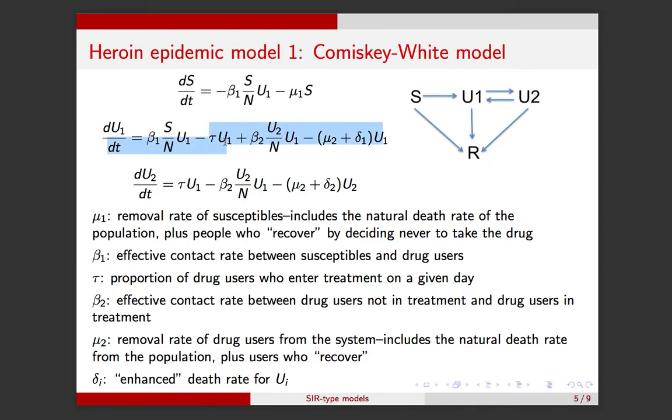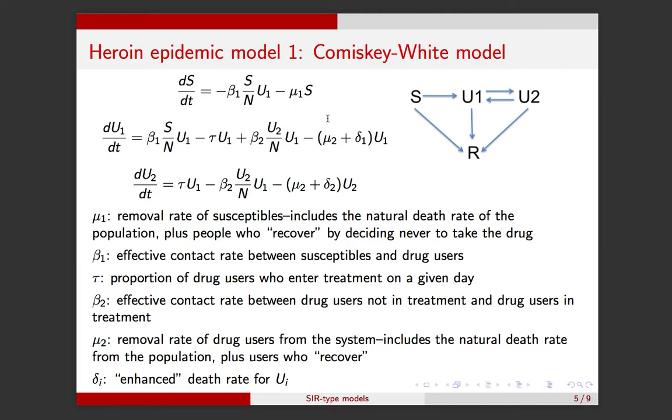Comiskey and White just assume that there is some fixed proportion that enter treatment on a given day, and they don't assume that's driven by contact between the groups. However, it is possible, and you might want to include this, that some fixed proportion does just decide, without any interaction, I'm going to enter treatment today. However, there may also be other users that are influenced by people in treatment to go to treatment. So there might be actually kind of like 2 arrows from U1 to U2. One arrow is just a fixed proportion arrow. The other arrow could be driven by contact. So you can modify the model however you want.